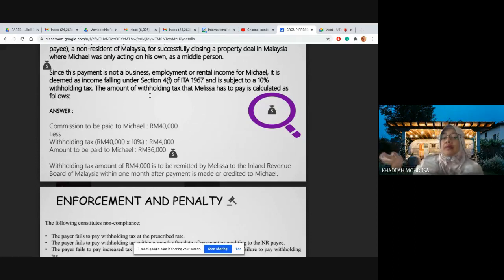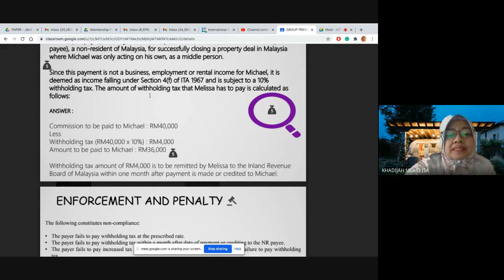So Michael, upon receiving 36,000, doesn't need to worry anymore, because the 36,000 means that tax has been paid on the income. So he's no longer subject to further tax. This one is final. But the issue here is that Melissa has to pay the 4,000 to the IRB within one month.